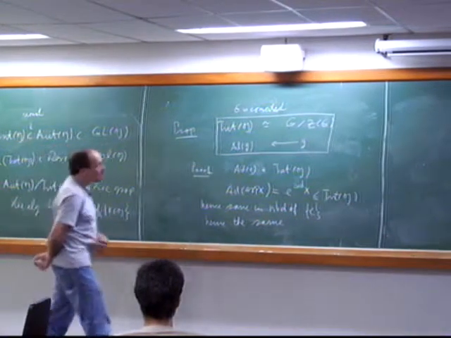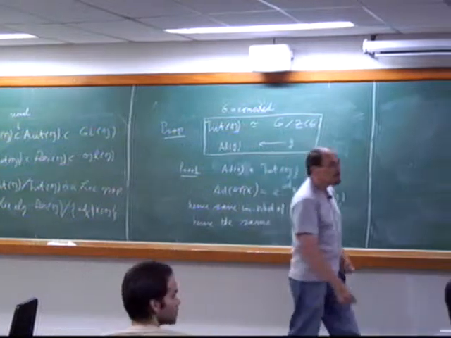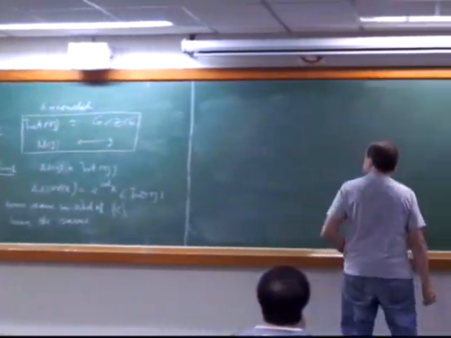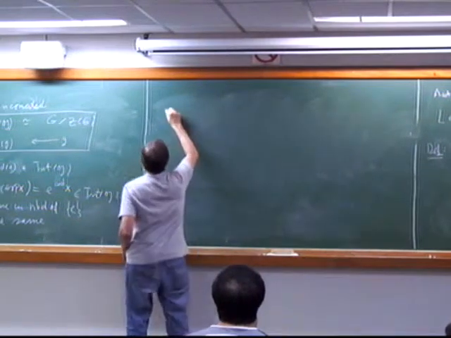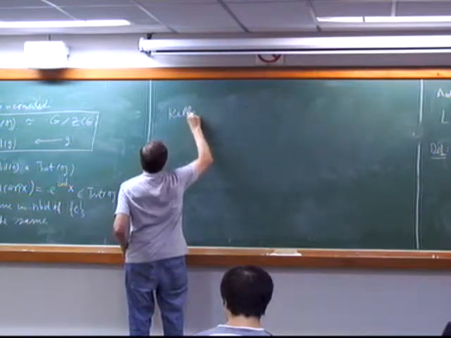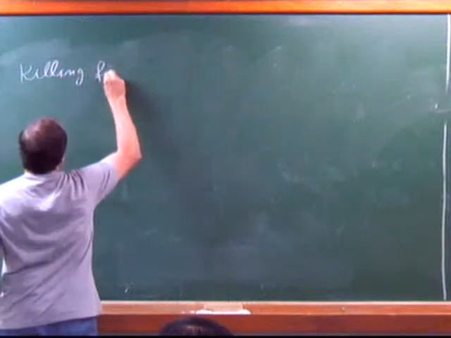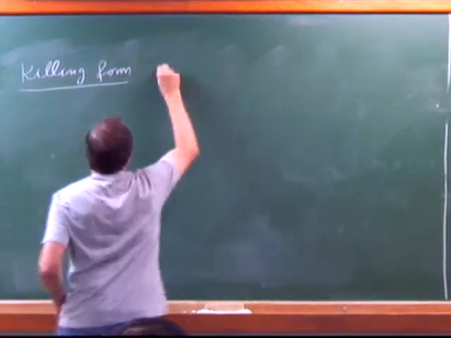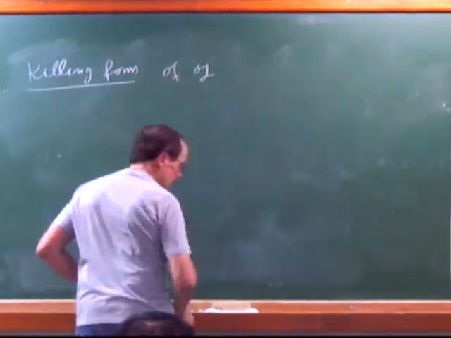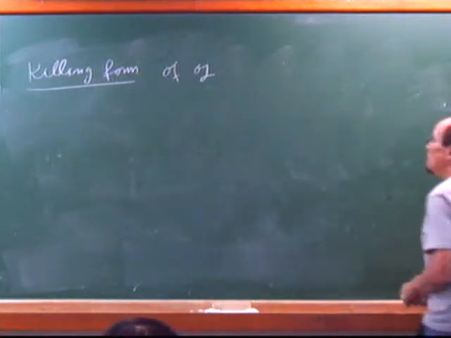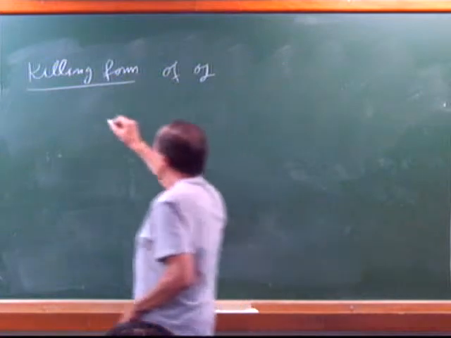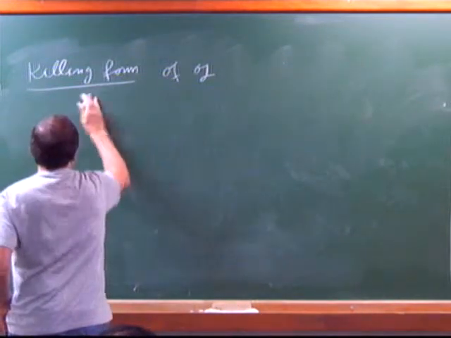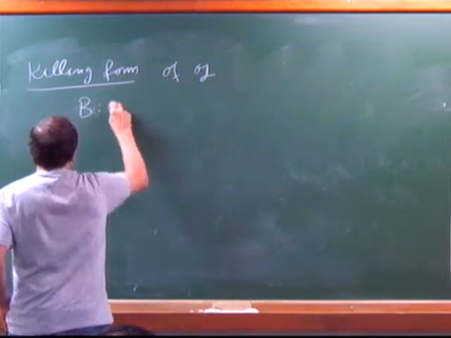The last concept before I go on to the last topic is the killing form. Connected to adjoint morphisms is the killing form of a Lie algebra G. That's a very simple, basic object associated to a Lie algebra, which is sometimes very important. So I just define this as follows. It's a bilinear form. Let's call it B.